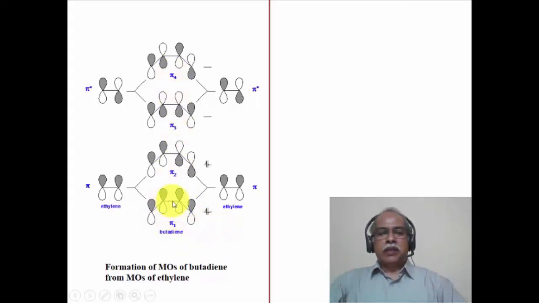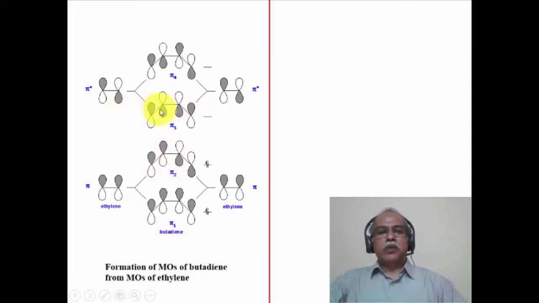Now this has 0 nodes, there are no nodal points along the carbon-carbon bond. This has only one node here. In other words, there is a change in the algebraic sign or change in the color shading of the lobes of the molecular orbital. So that's the nodal point. At this point, the probability density of the electron is close to 0, for example.